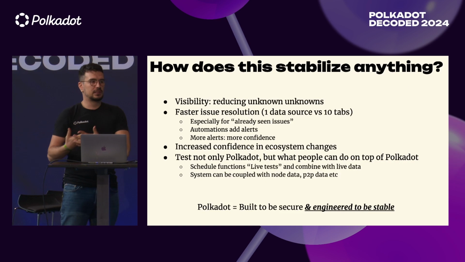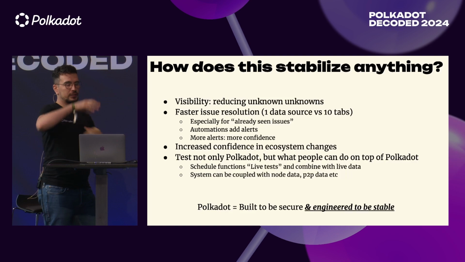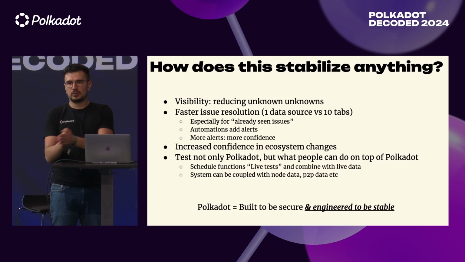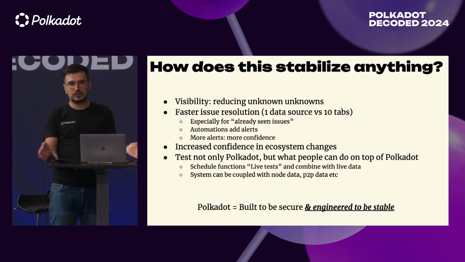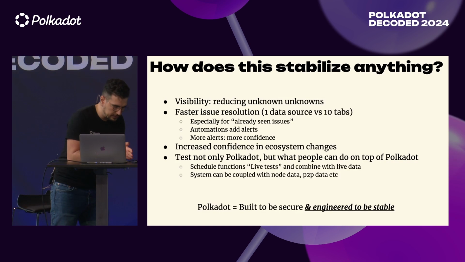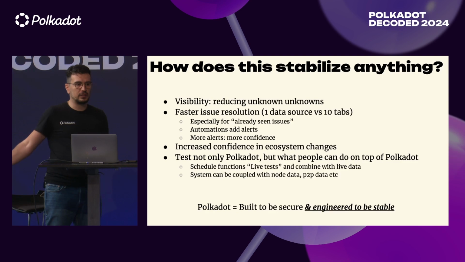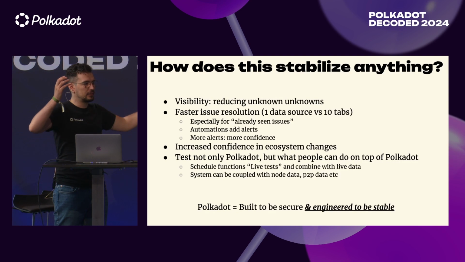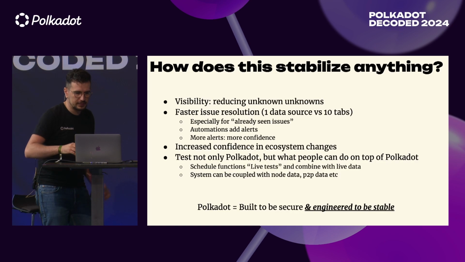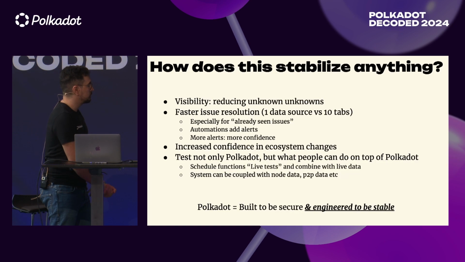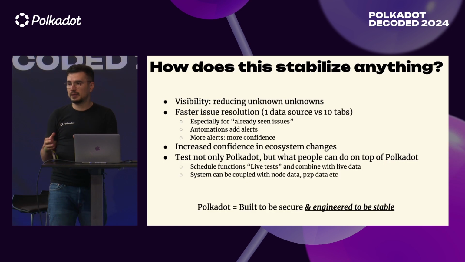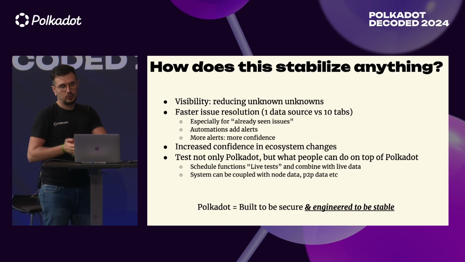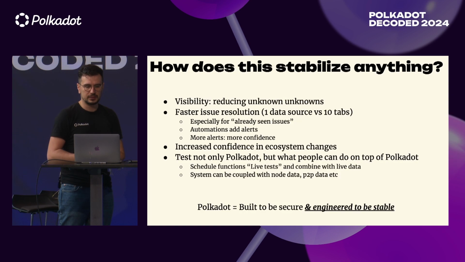How does this stabilize anything? As I said, it gives us visibility into what is going on. Instead of having multiple tabs open with Polkadot.js apps, you have it in one view and see immediately if there's an issue in the ecosystem. You see right away, hey, the blocks are slow since the last upgrade, within 10 seconds of it happening. And you don't have to wait for the data team or anyone else to make a query and say, hey, the past week's blocks were slow. So we can react faster. This leads to faster issue resolution. So already seen issues should ideally never happen again. If you see them, we write the test for it, and then we catch them immediately. We can have alerts too, so more confidence in our system.